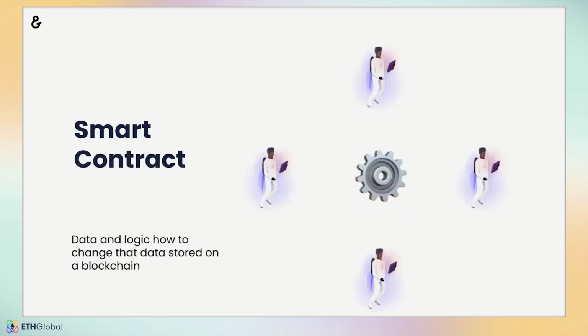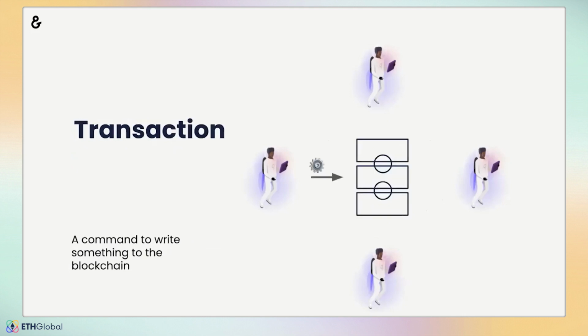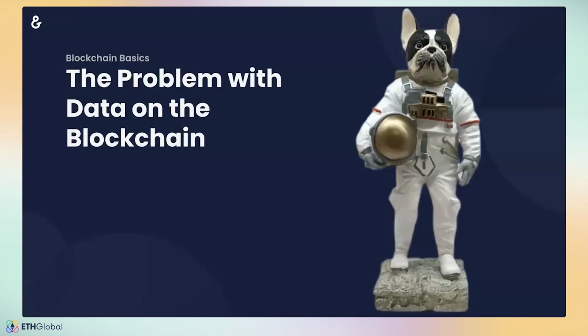And then the smart contract, as I said before, is the data and the logic, how to change the data that is stored on the blockchain. And how does it work? If you want to change the data, you send a transaction to the blockchain, which is then distributed across all these copies. And you sign it cryptographically with your secret key or your wallet, so that everybody knows that this is a legit transaction. And then the transaction is included on the blockchain. We will look at that later on.